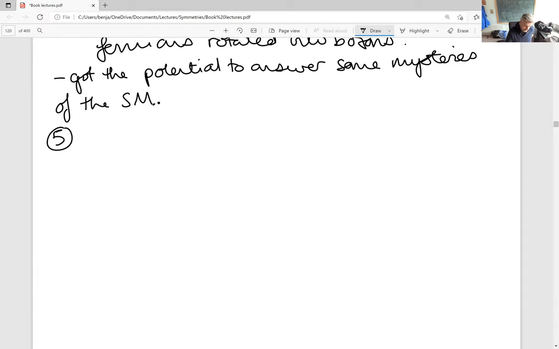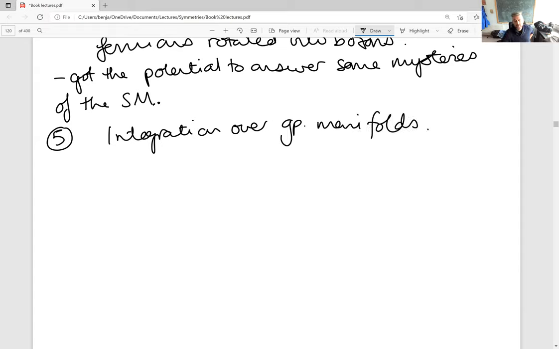A fifth topic is integration over group manifolds. This will typically be touched upon in what we call the advanced quantum field theory course. Quantum field theory is so huge, we should really change its name to just quantum field theory 2, because there's a lot more advanced quantum field theory.